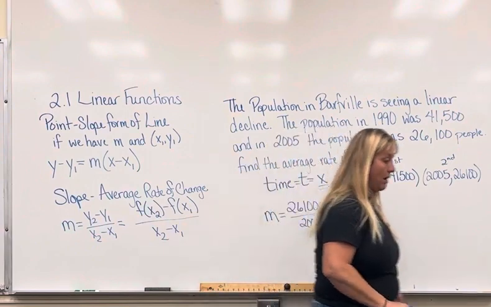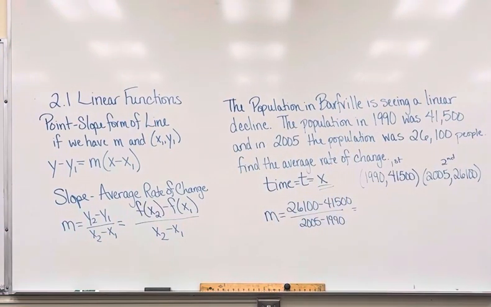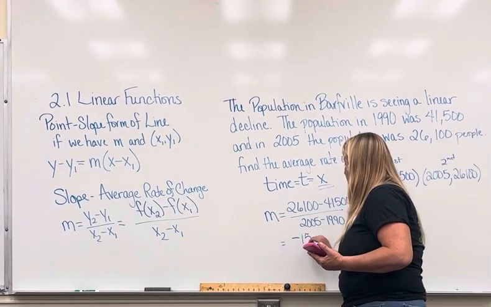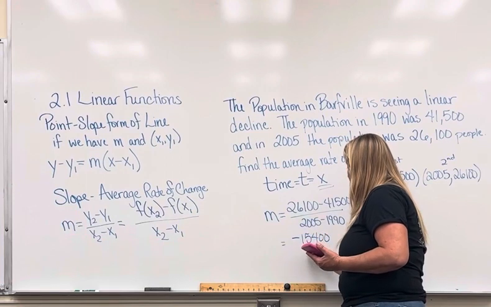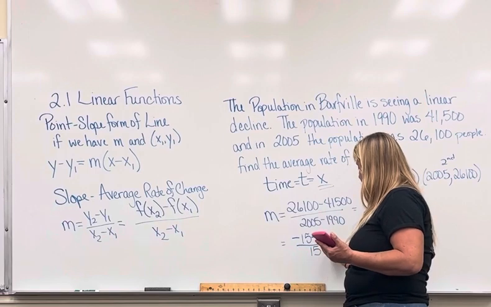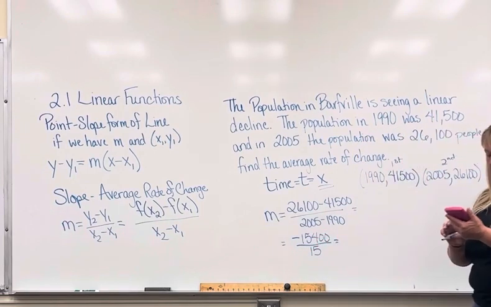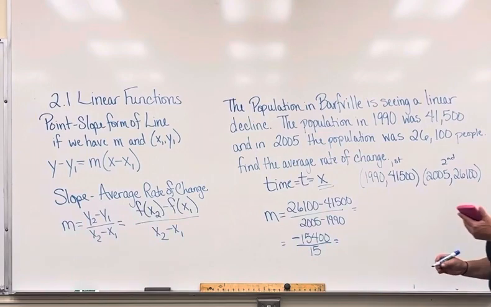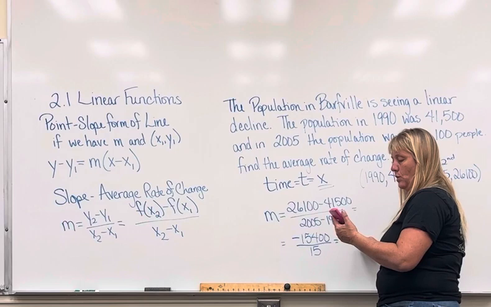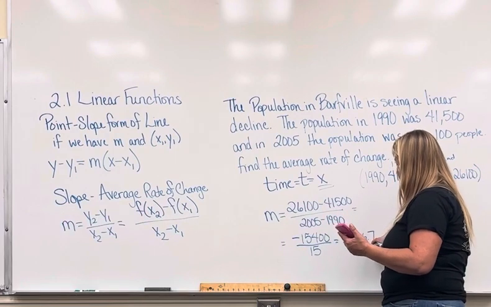Okie dokie. Now, like I said, if you don't want to do this by hand, or you just want to use your calculator, the 26,100 minus 41,500 is negative 15,400, and we're going to divide that by the difference in the years, which is 15. And when we divide by 15, we get negative 1,026.7.